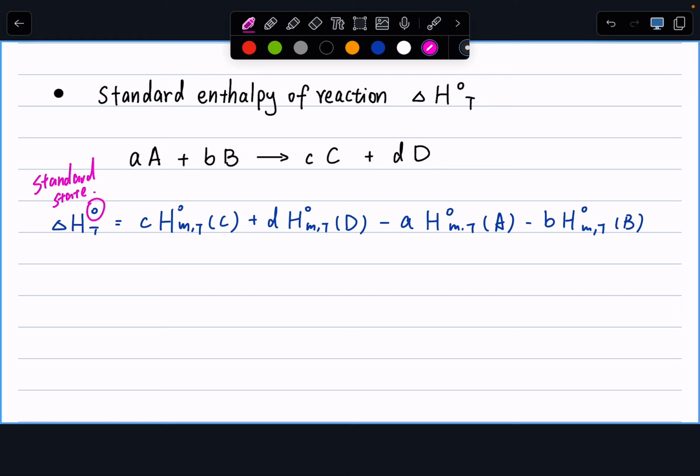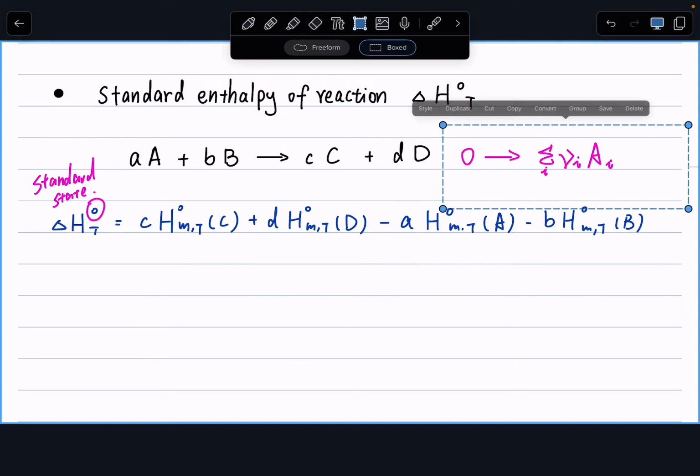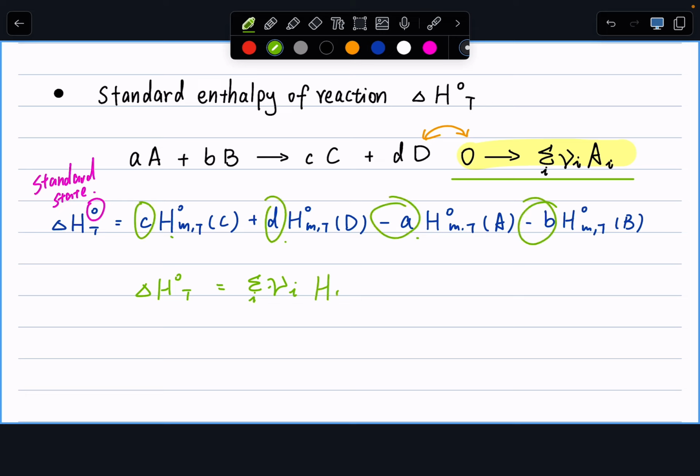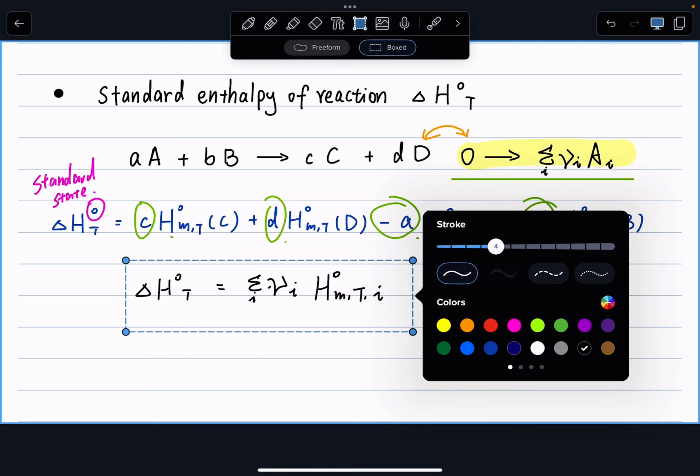Or we can write it in the general format that we like, which is 0 goes to the sum of all your coefficients times your substance. So these two are equivalent, they're the same thing, just now we have 4 different substances to worry about. If we're using the more general format, instead of writing all the terms out, we can write that delta H, the standard state enthalpy of the reaction at temperature T, equals the sum over I of the stoichiometric coefficient, right? We have a coefficient in front, times the molar enthalpy of substance I.